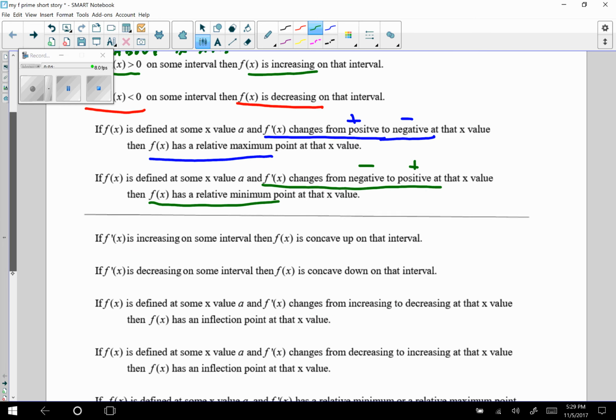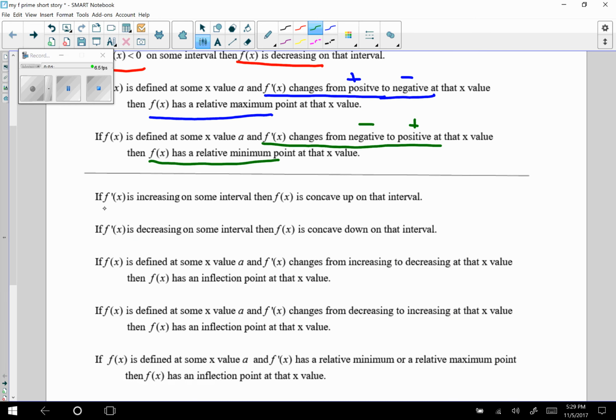The other things that we can determine when we are given the graph of f prime: if f prime is increasing, that tells me that f is concave up. If a question would ask when f is concave up, and we are given the graph of f prime, the reason we find the interval where f is concave up is because f prime is increasing.